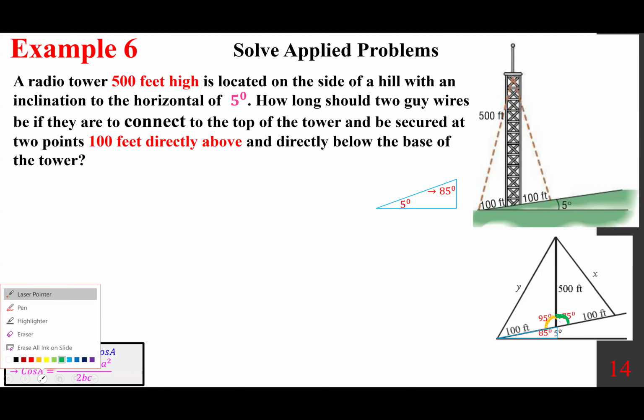If you look at this one, now you have this side is 100, this side is 500 feet. You have this angle of 85 degrees, and you want x, so you say x squared is 500 squared plus 100 squared minus 2 times the product of these two times the cosine of the included angle, 85 degrees.